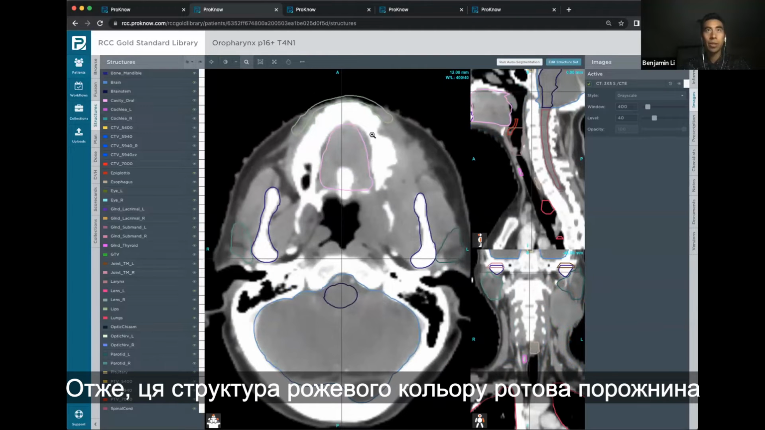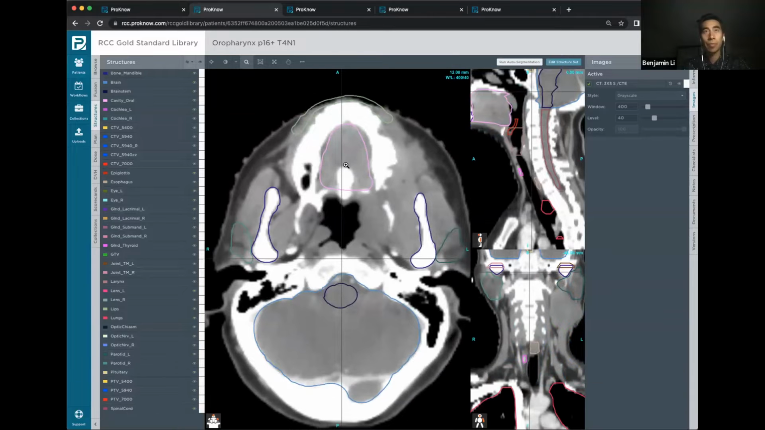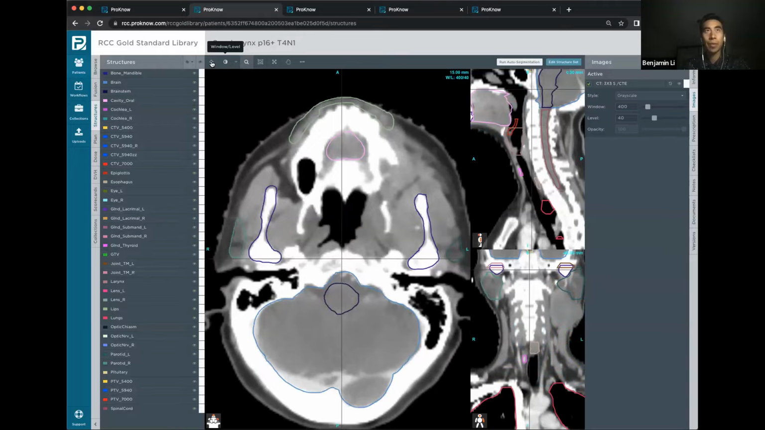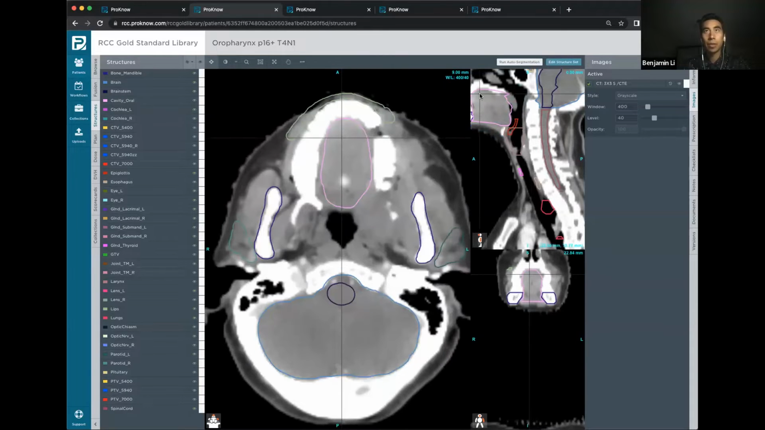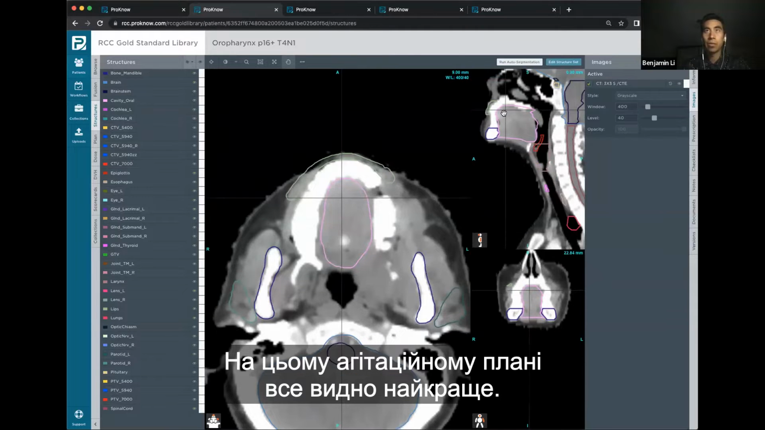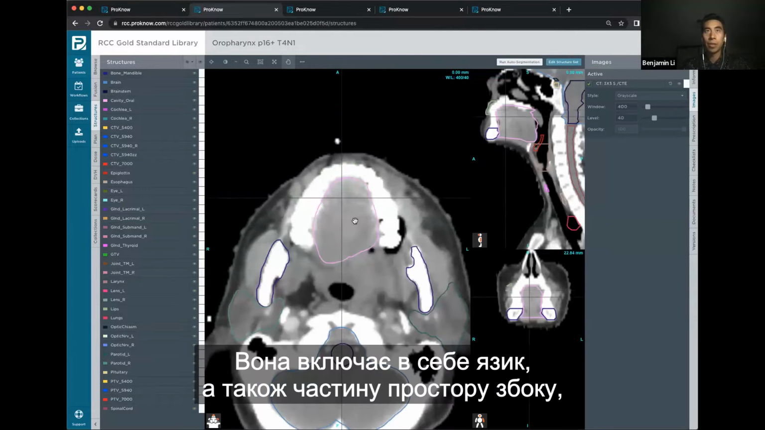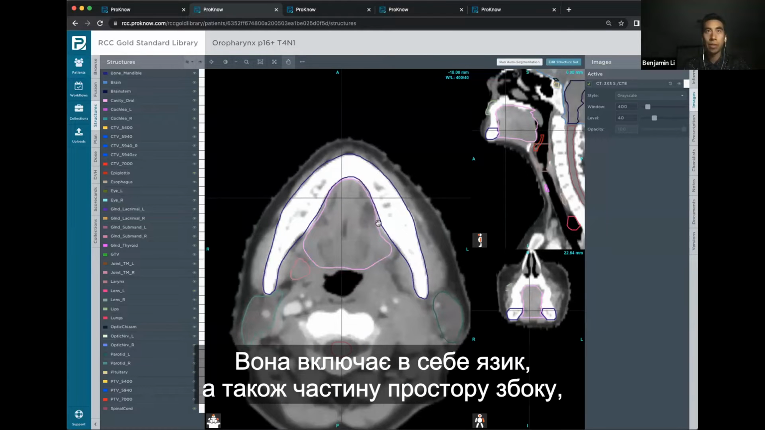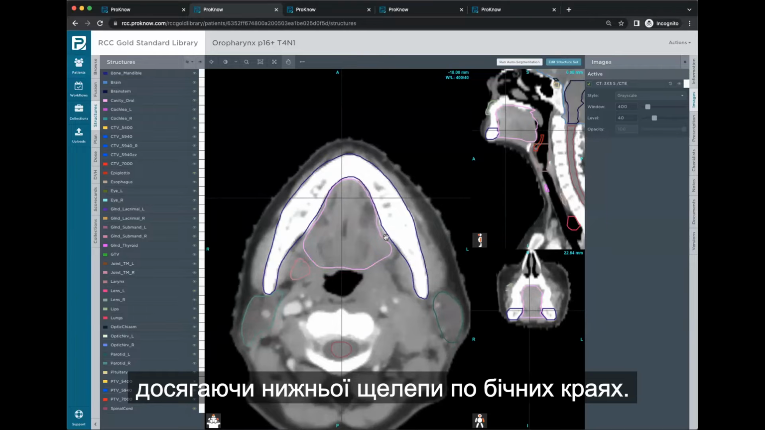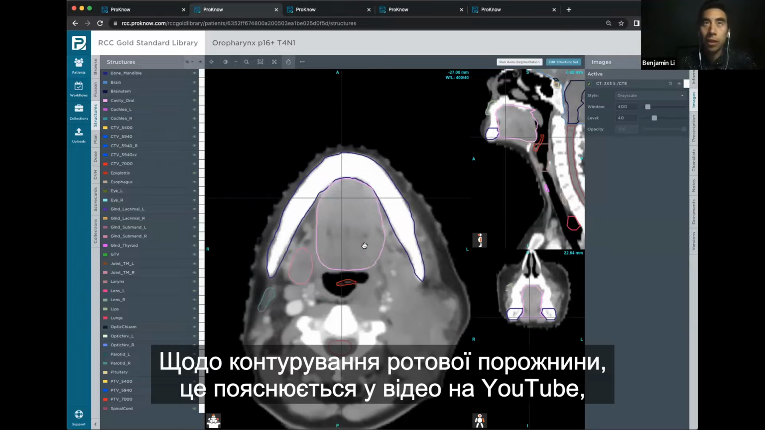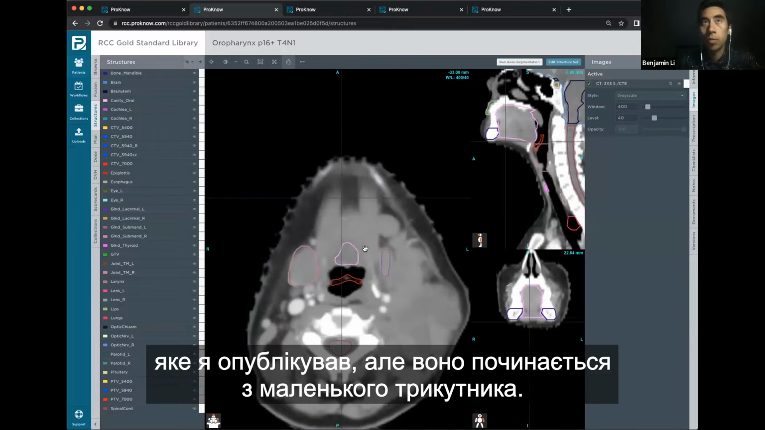So this structure in pink is the oral cavity. It goes up to the hard palate. You can see really best on the sagittal view. It's including the tongue, as well as some of the space to the side, reaching the mandible on the lateral edges. And for contouring the oral cavity, this is explained in the YouTube video, which I posted, but it starts down as a little triangle.